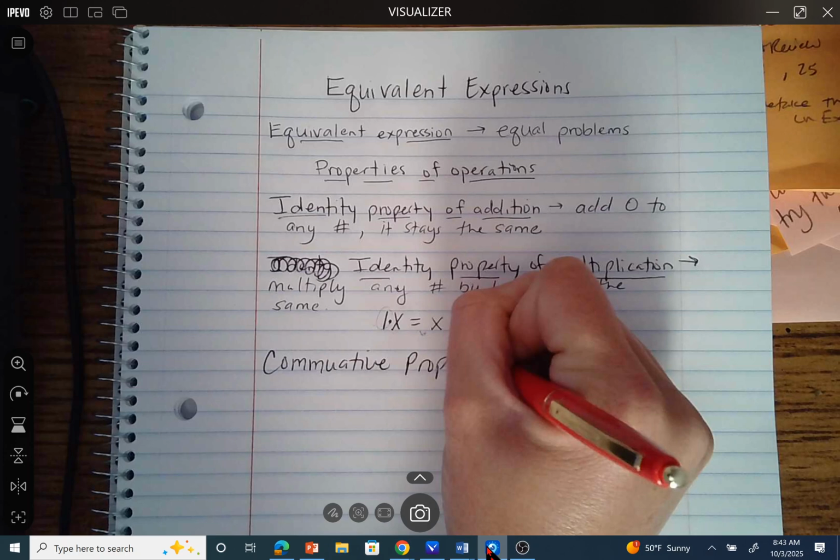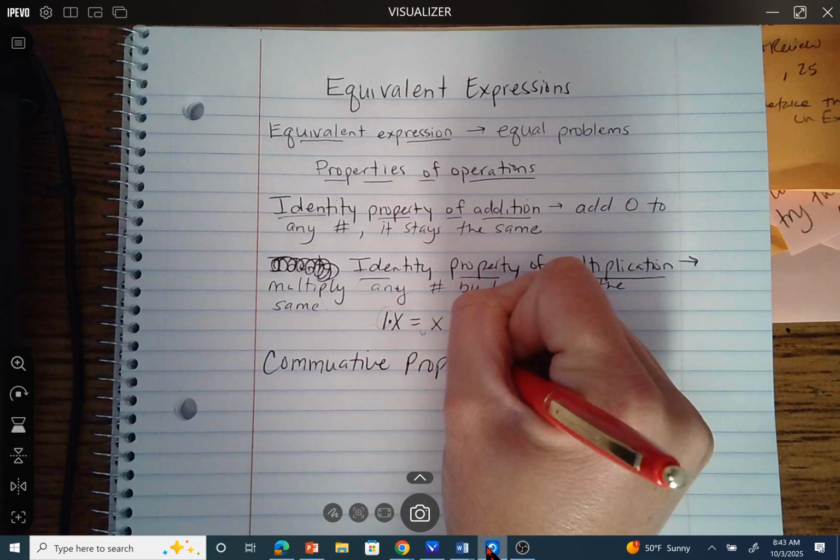So commutative property is the ability to rearrange plus or times problems, multiplication problems. And we'll put flip-flop rule in parentheses. So the key factor here with this guy is that it only works with addition or multiplication.